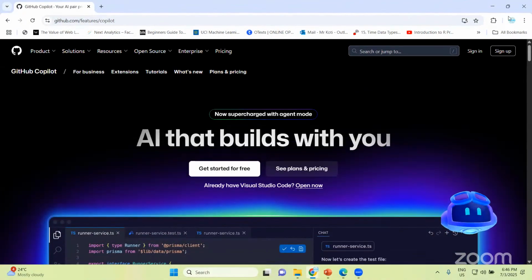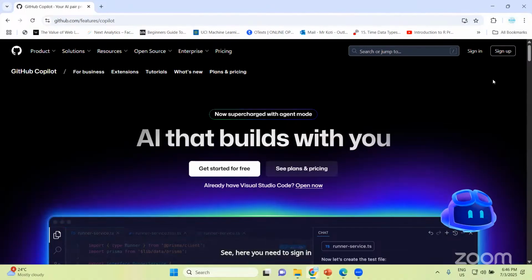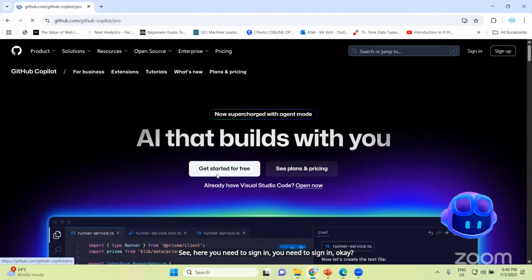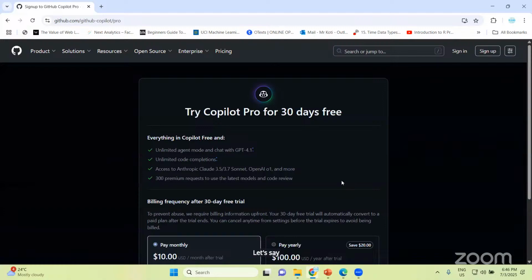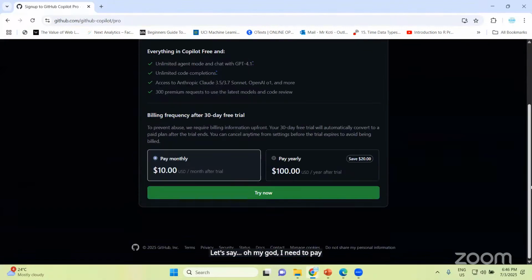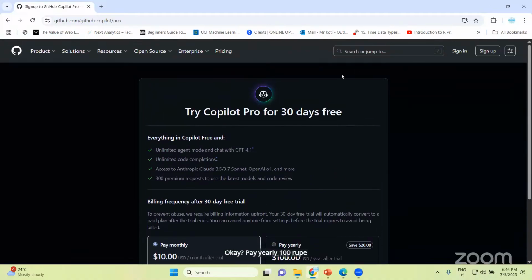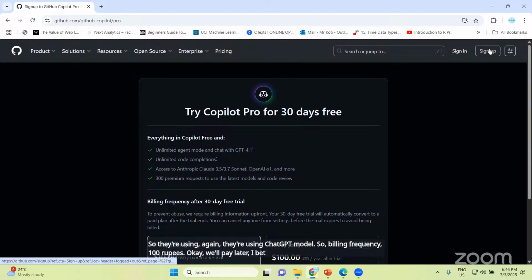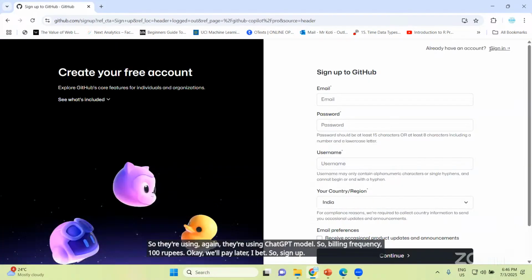Here you need to sign in. Okay, get started for free. Let's say, oh my God, I need to pay, I don't have the money to pay. No. Okay, pay yearly 100 rupees. So they're using ChatGPT and all. Billing frequency 100 rupees. Okay, we'll pay later. So sign up. You need to sign in.